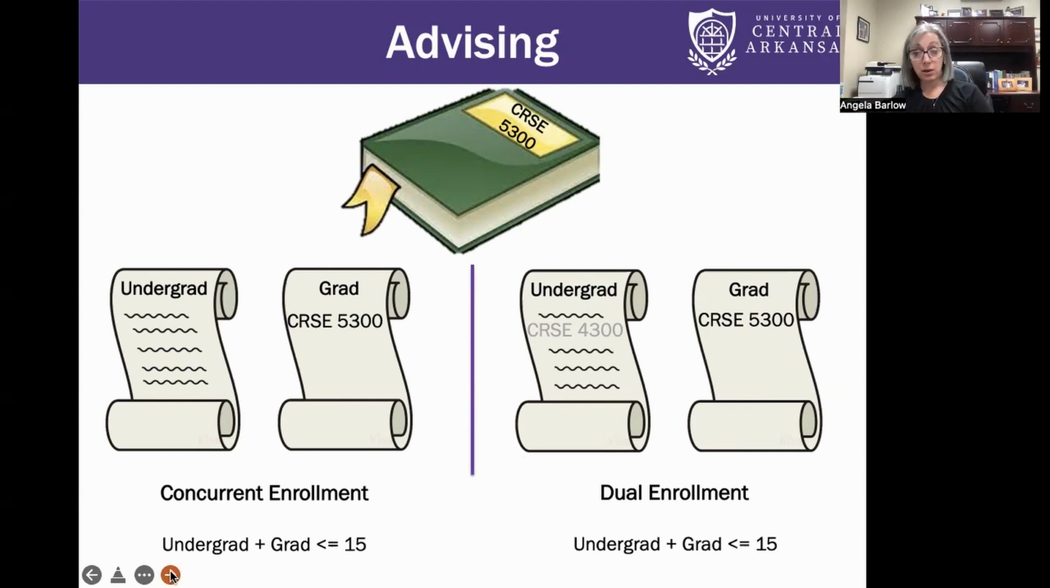And then, like concurrent enrollment, the number of undergraduate hours plus the graduate hours has to be less than or equal to 15. So this would not be an option if a student is coming into a semester in their senior year and they're having to take 18 hours.